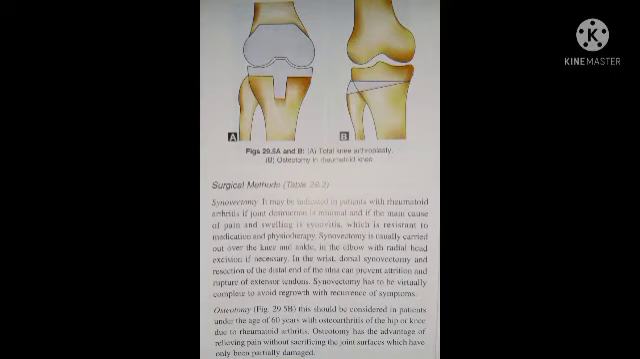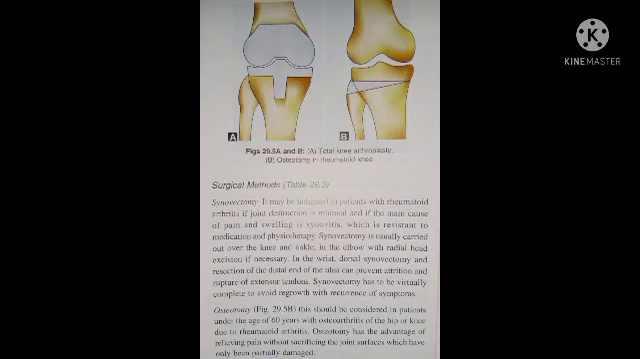It may be indicated in patients with rheumatoid arthritis if joint destruction is minimal and if the main cause of pain and swelling is synovitis, which is resistant to medication and physiotherapy. Synovectomy is usually carried out over the knee and ankle, in the elbow with radial head excision if necessary. In the wrist, dorsal synovectomy and resection of the distal end of the ulna can prevent attrition and rupture of extensor tendons. Synovectomy has to be virtually complete to avoid regrowth with recurrence of symptoms.